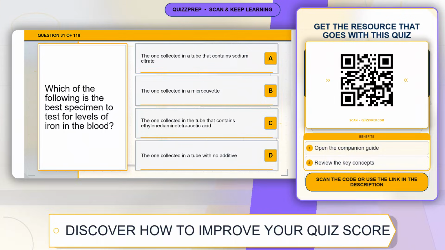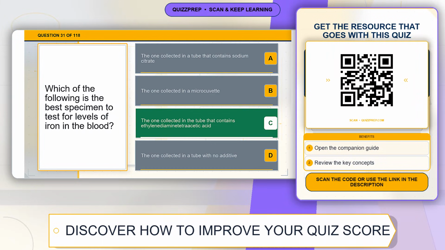Question 31. Which of the following is the best specimen to test for levels of iron in the blood? Option A, the one collected in a tube that contains sodium citrate. Option B, the one collected in a microcuvette. Option C, the one collected in the tube that contains ethylenediaminetetraacetic acid. Option D, the one collected in a tube with no additive. The correct answer is option C, the one collected in the tube that contains ethylenediaminetetraacetic acid.